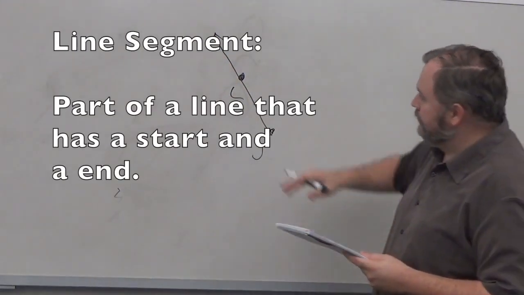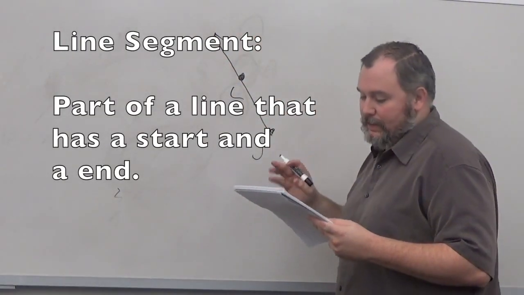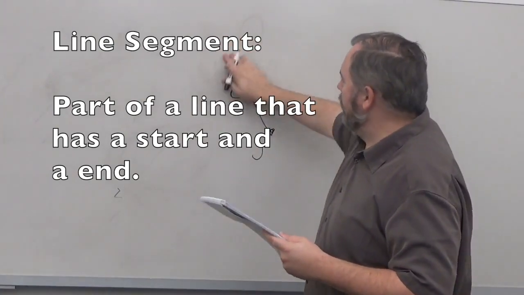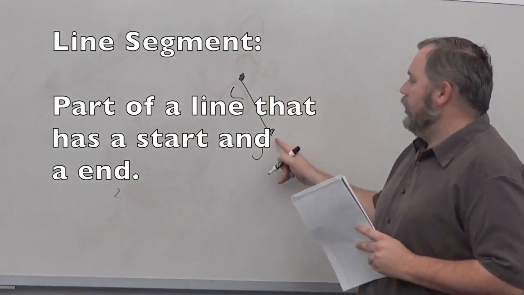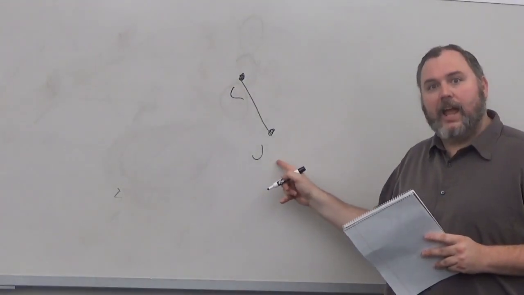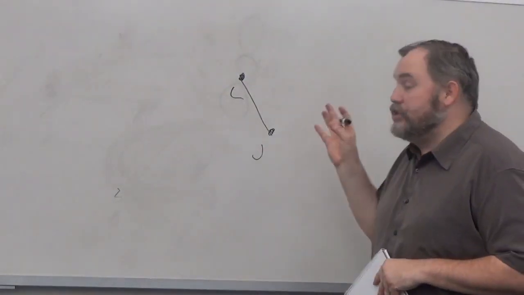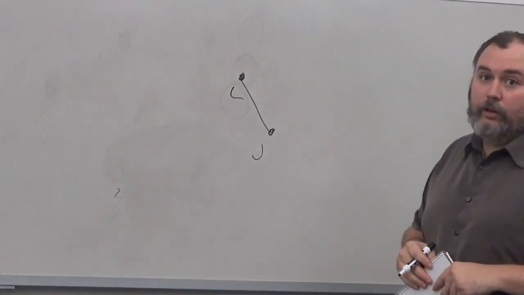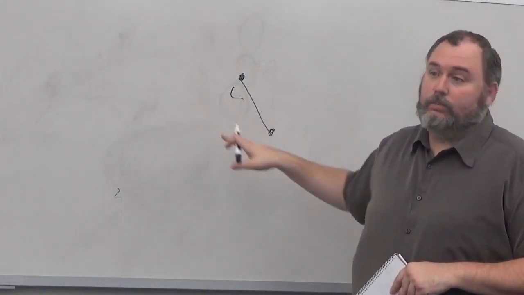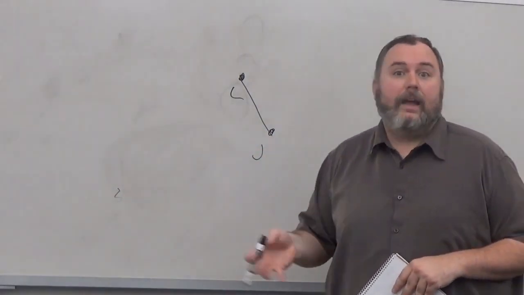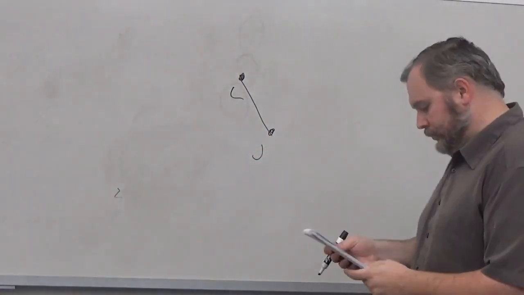Line segment. It is the part of a line that has a start and an end. Well, here's my 2 points. It starts at J, it ends at L. It doesn't go in either direction, it just stops there. Or we could reverse it and say it starts at L, ends at J. It doesn't really matter, it just depends on what direction you want to go.